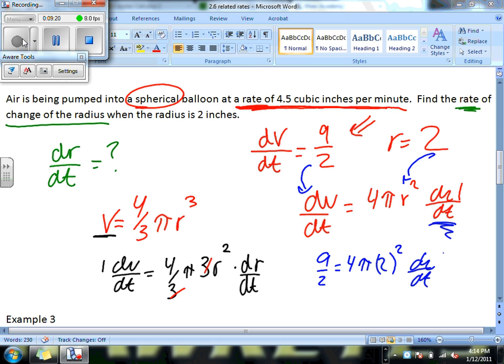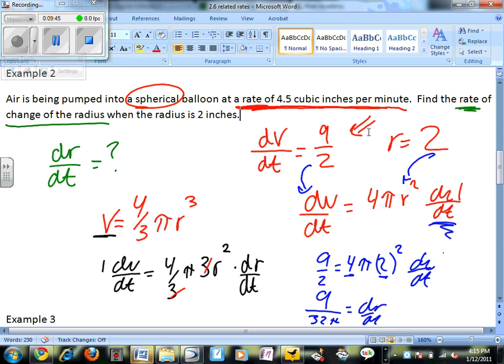So this is 4, so I have 16 pi. And when I divide that over, I'm going to have 9 all over 2 times 16, which is 32 pi, equals dr/dt. If I had a calculator, I'd tell you what the decimal is, but I don't. 9 over 32 pi is good enough for me. So that is the rate at which the radius is changing when r equals 2.